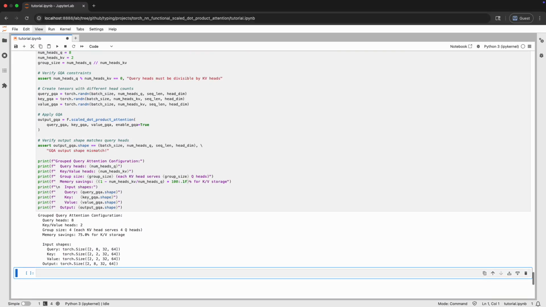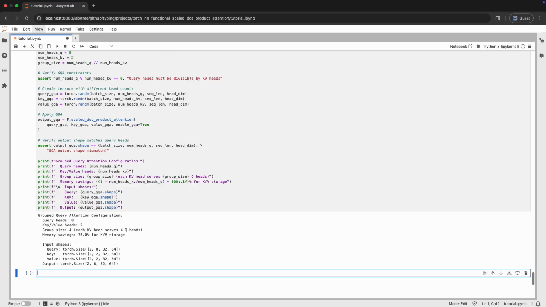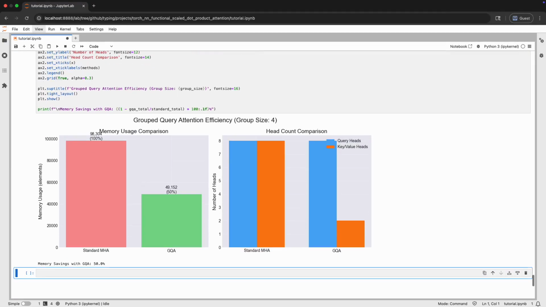Perfect! Our GQA configuration is working correctly. We have 8 query heads sharing just 2 sets of keys and values with a group size of 4. This results in 75% memory savings for KV storage, which becomes crucial when dealing with long sequences or large batch sizes. The output still has 8 heads, maintaining the model's expressiveness. Let me visualize the memory savings and head distribution comparing standard multi-head attention with grouped query attention. These charts clearly show the efficiency gains from GQA. On the left, we see the dramatic reduction in memory usage, about 50% overall.